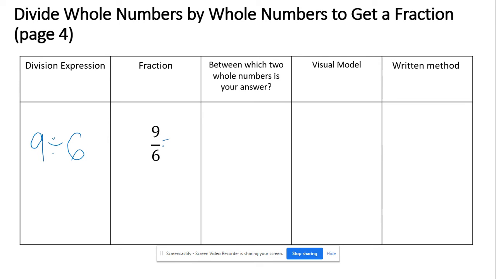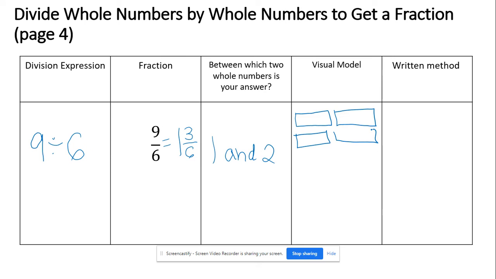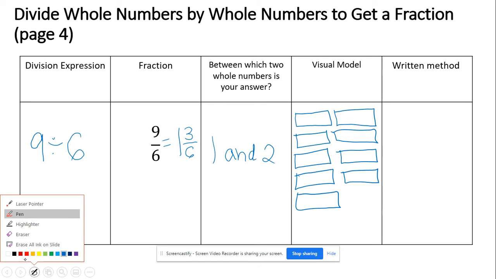Let's see, we know that this equals 1 whole because that's 6/6, and we need 3 more sixths to get to 9/6. 1 and 3 sixths. Well, 1 and 3 sixths lies between 1 and 2 on the number line. So let's start with 9 wholes. And we're going to put these into 6 groups. So I'll use a different color, we'll use red.